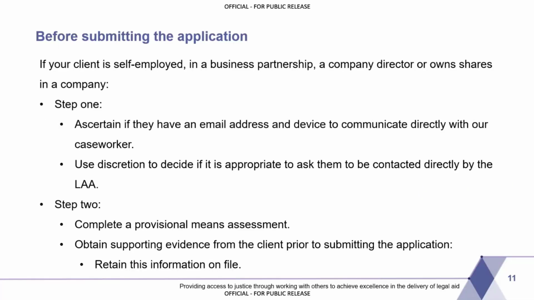The guidance. If your client is self-employed, in a business partnership, a company director, or owns shares in a company, the first step is to ascertain if they have an email address and a device to communicate directly with our caseworker. You can use discretion to decide if it is appropriate to ask them to be contacted directly by the LAA, and we understand that not all clients will be appropriate for this service. Your second step is to complete a provisional means assessment, obtain supporting evidence from the client prior to submitting the application, and retain this information on file. So we do still require you to do a provisional assessment to confirm if your client is eligible for legal aid, especially if you're using delegated functions or you're submitting an emergency application.